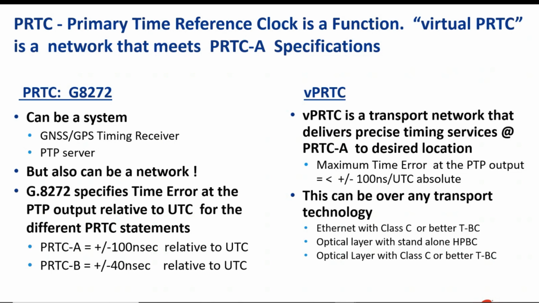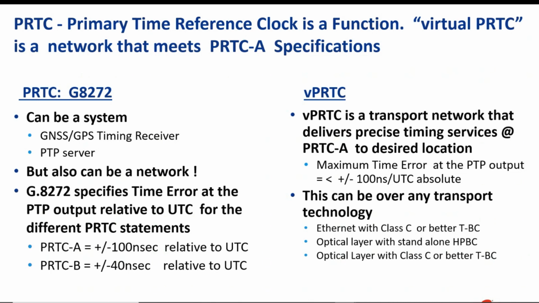Typically, to consistently meet that performance level, we have to do what Scott was referring to earlier, using multi-band or multi-constellation antenna concepts. A virtual PRTC is a transport network that uses PTP time transfer to deliver precise timing services. We try to create a PRTC-A function at any desired location in the network by transporting clock from the ePRTC locations to the virtual PRTC drop point in the network.